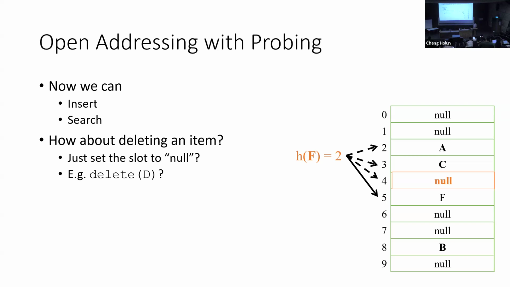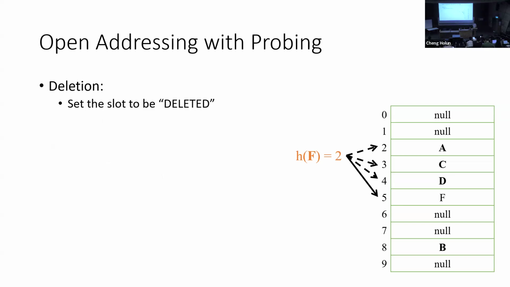Then what do we do? In open addressing, we need to differentiate a slot that is deleted from one that is empty. So in open addressing, if you want to delete a node, you will not change the node to be empty. You will change the node to be deleted.